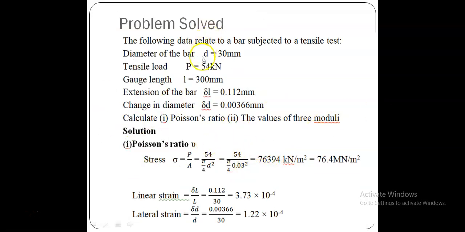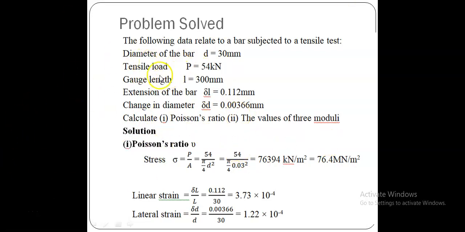Then a problem solved in this area. The following data relate to a bar subjected to a tensile test. Diameter of the bar D is equal to 30 mm. Tensile load P is equal to 54 kN. Gauge length L is equal to 300 mm. Extension of the bar del L is equal to 0.112 mm. Change in diameter del D is equal to 0.00366 mm. Then calculate Poisson ratio and the values of the 3 moduli.